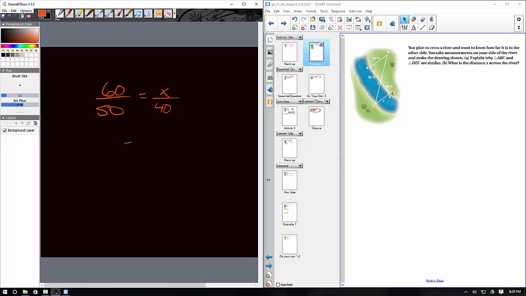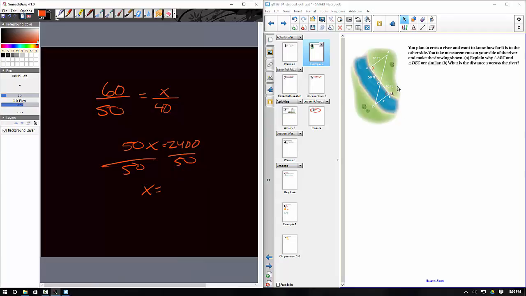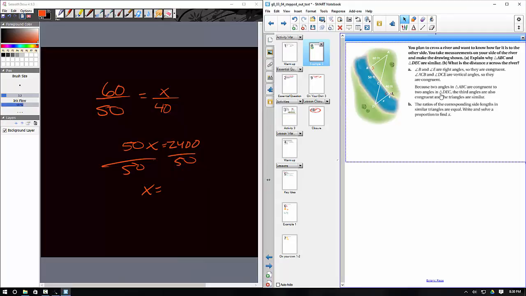So if I look here, I'm going to have 50x equals 2400. And now divide by 50, and x has got to equal 2400 divided by 50. I get 48. So this should be 48 here. And there we go.